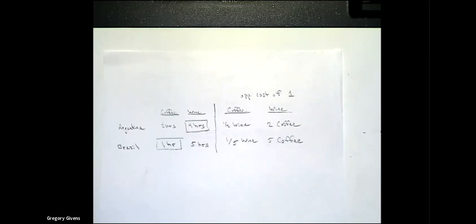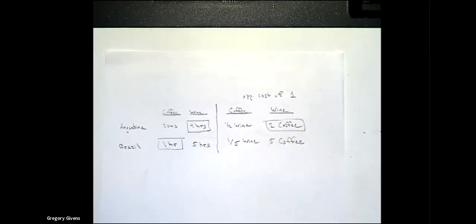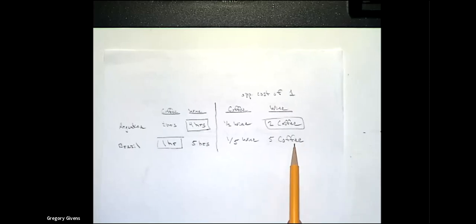Which of these two countries enjoys the comparative advantage in wine production, Argentina or Brazil? In wine production, it's going to be Argentina. Argentina only has to give up 2 pounds of coffee to produce a bottle of wine, compared to Brazil having to give up 5 pounds of coffee.